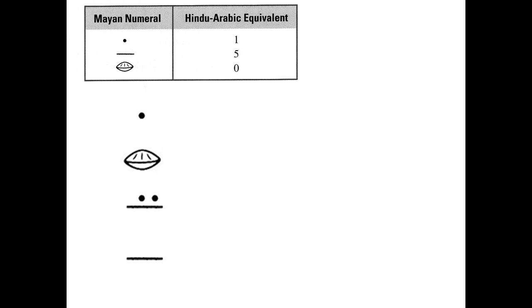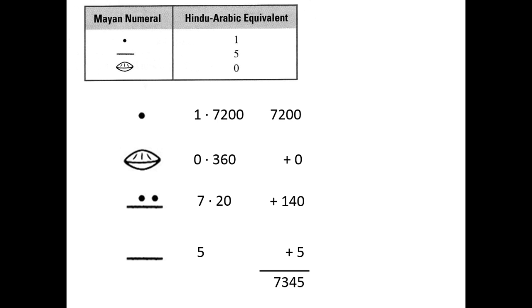So let's try this number. There's 4 places in this number. If we start at the very bottom with the ones, there's 5 ones or 5. The next place above that is how many 20s we have. So we have a 5 and 2 ones, that's 7 20s. The next place above that is how many 360s we have, and that represents 0 360s. And then the next place above that is how many 20 times 360s we have, or 7,200s. There's 1 7,200, which means the value to us of this number is 7,345.